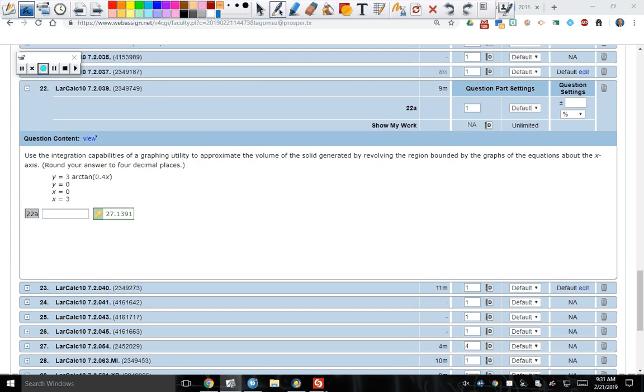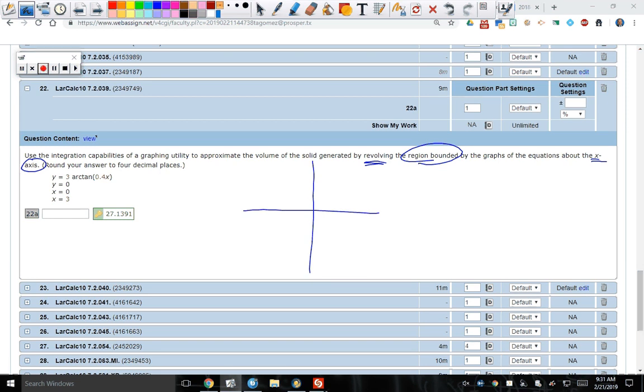Okay, so number 22, let's look at keywords. Let's try to now become more efficient. Not missing steps, but just trying to recognize them quickly. We're going to revolve the region bounded about the x-axis.